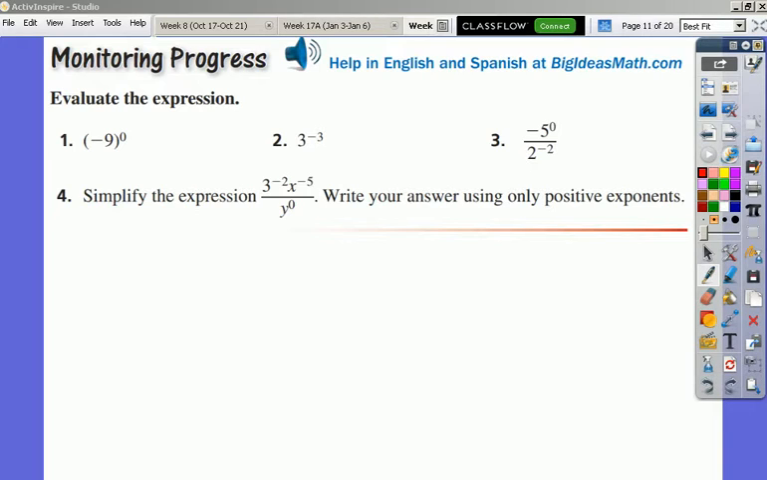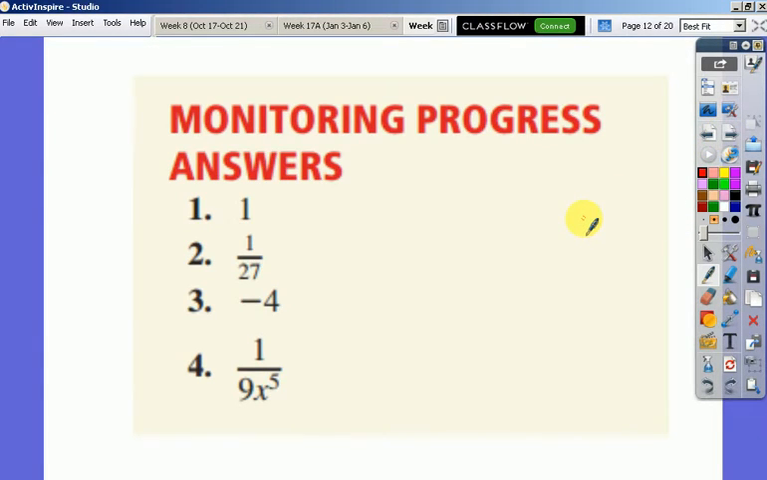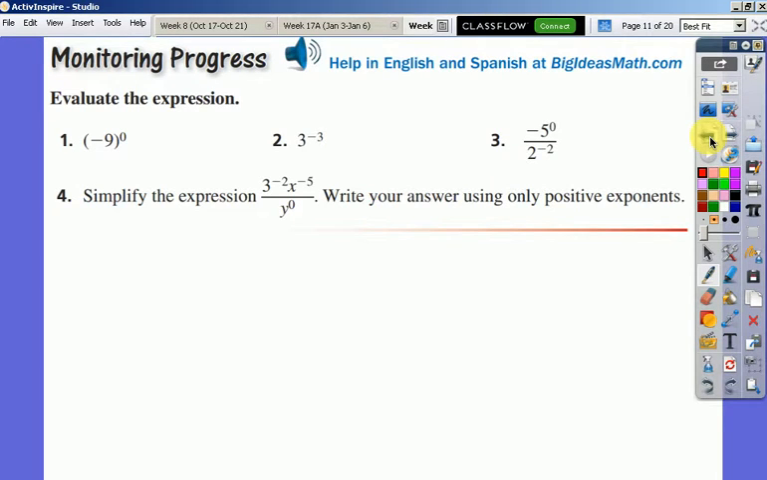Alright, so here are the answers for the last set of problems. Do you have any questions about those? Yes. I'm going to go over number 3 anyway, just to help you guys out with the signs, because I know that can be confusing. Can I see number 3's problem? Of course you can. So number 3, remember that there is a difference between -5 to the 0 power and -5 to the 0 power with parentheses.